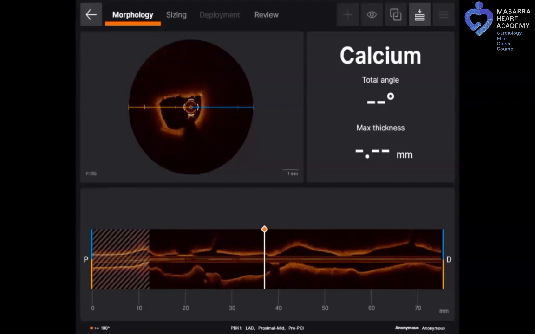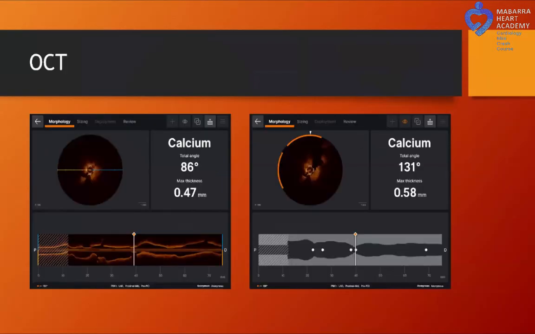On the left, you can see significant calcification. The calcium arc, however, was less than 180, and the thickness was less than 0.5. And this appearance, as you can see, this image or this shape was in keeping with a calcific nodule. So as we said, with calcific nodules, you need to consider more aggressive forms of modification.